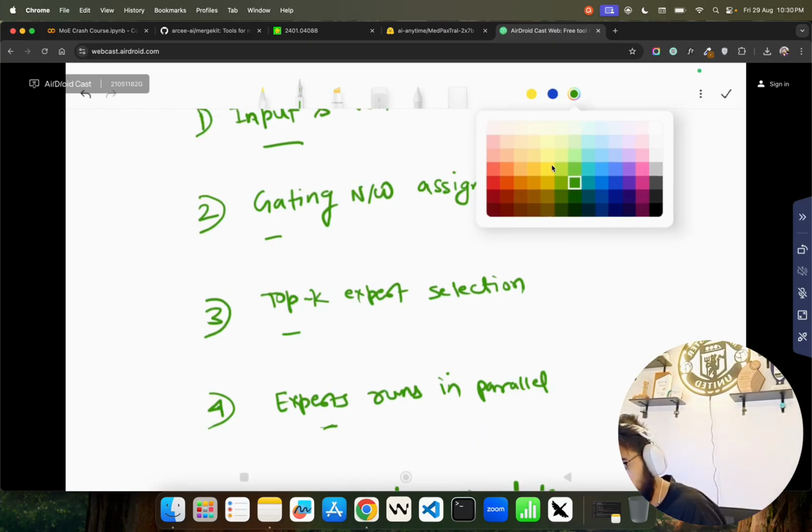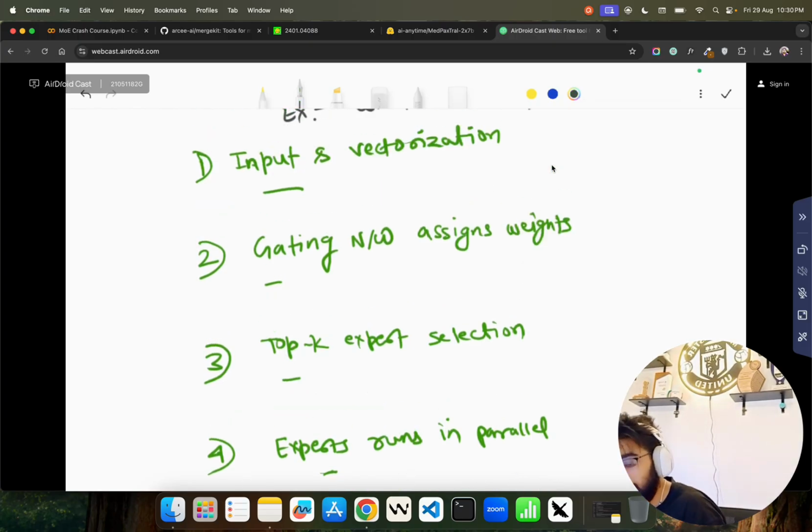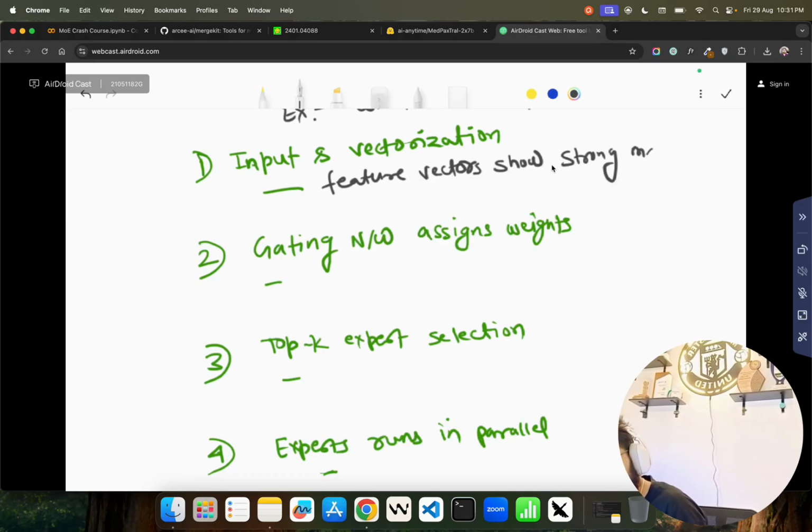Here I'll write a bit more so you can understand this process completely. Number one, I just talked about input and vectorization. Now it's a feature vector store. Basically, it's a feature vector store that shows the math signals, right? So let me write here. These are basically your feature vectors, your strong math signals, basically. Skills might not be a good word in this term. It's basically a signal for the gating network. So that's the one thing.